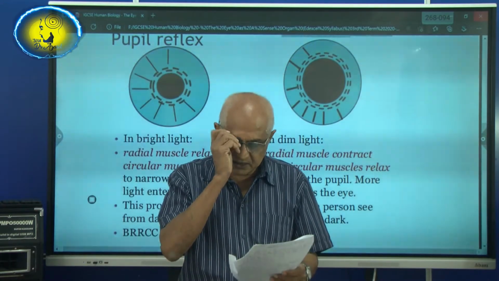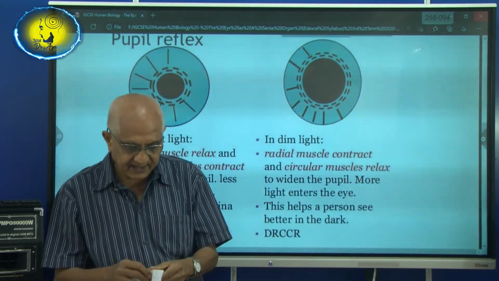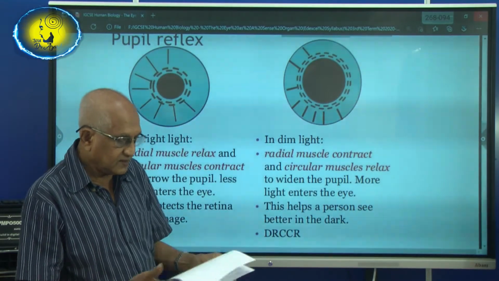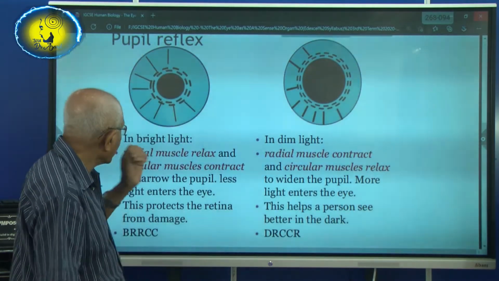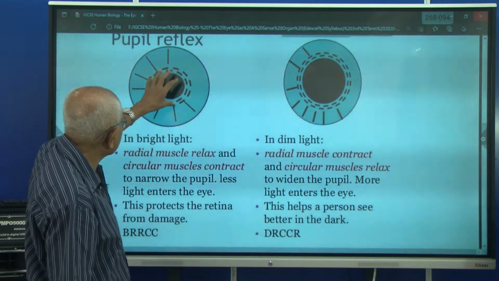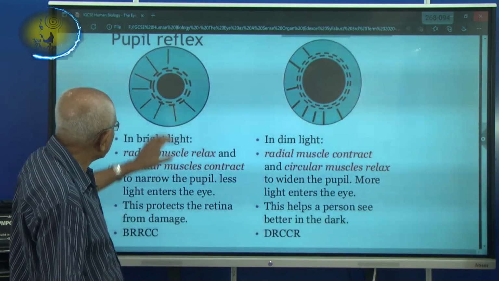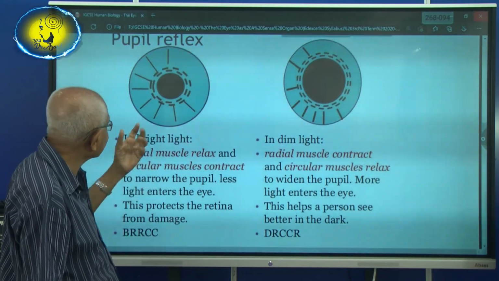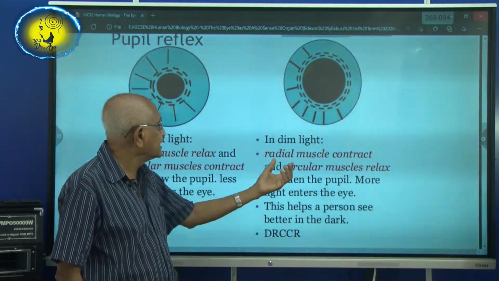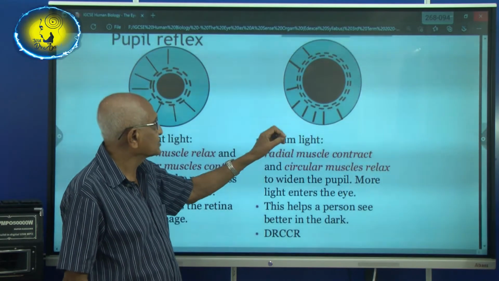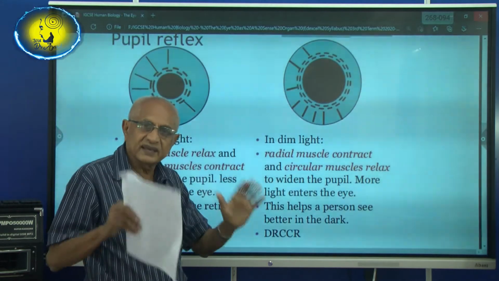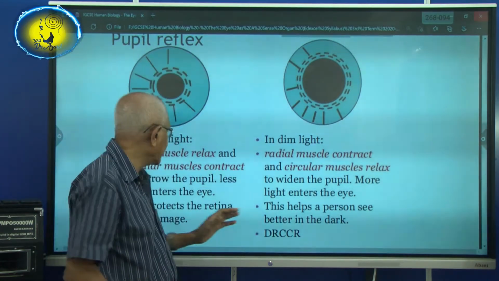When you are in the dark, you can see very clearly. Now you are clear about it. When the circular muscles contract, the pupil becomes smaller, and less light is entering. Here in dim light, the radial muscles contract and the pupil becomes wider and more light is entering your eye.